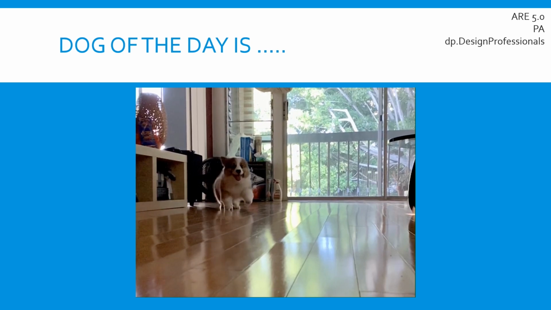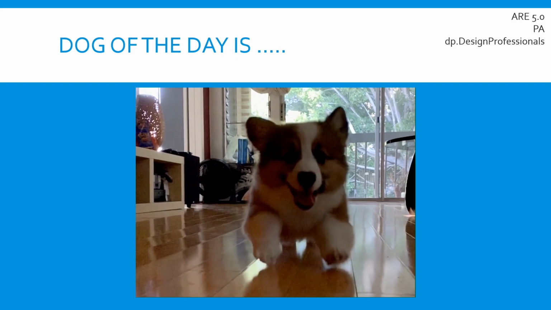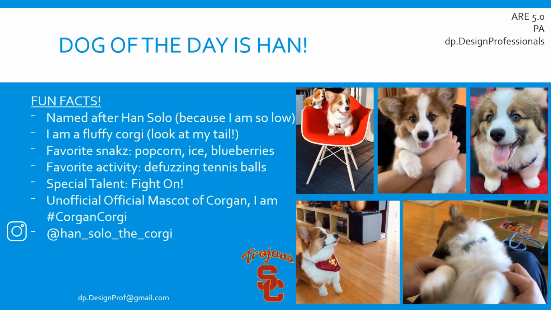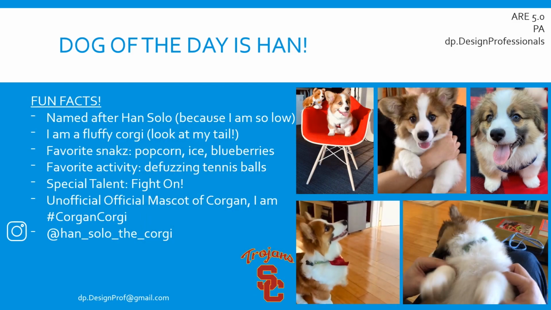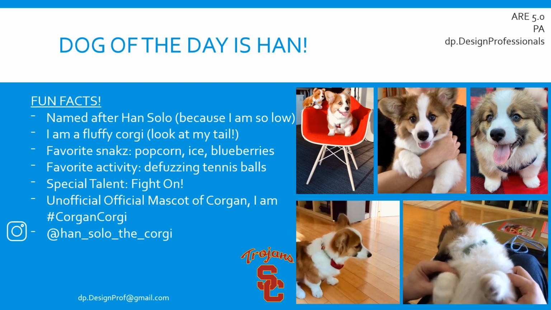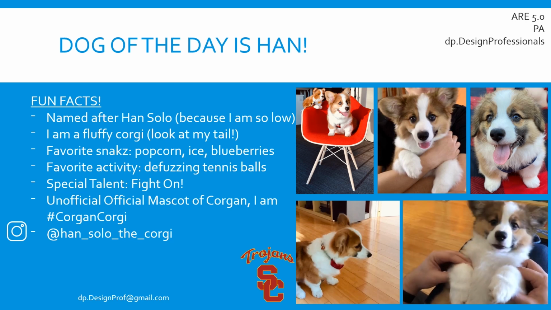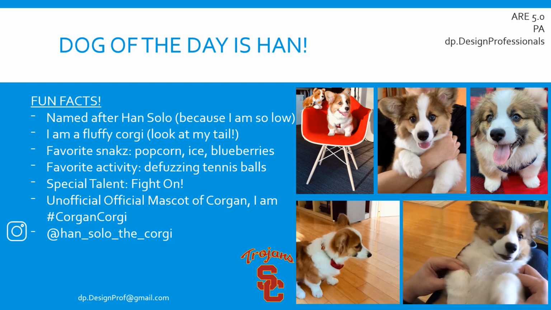So, to my favorite part, today's dog of the day is Han. And Han is a fluffy corgi. He is named after Han Solo because he is so low to the ground. Here are some fun facts about him. I won't read through all of them, but these are all pretty good. He is the unofficial official mascot of Corrigan, and he has coined the phrase Corrigan Corgi.